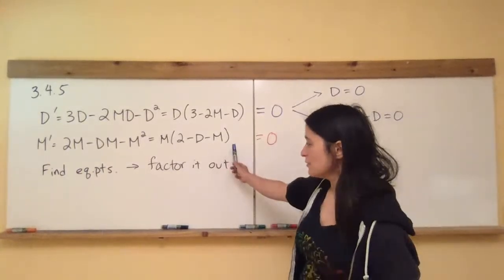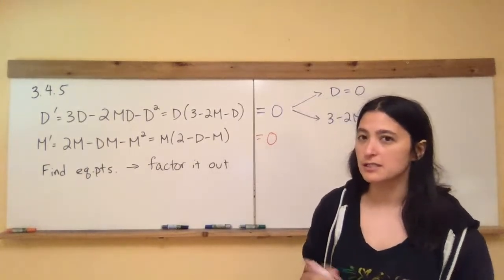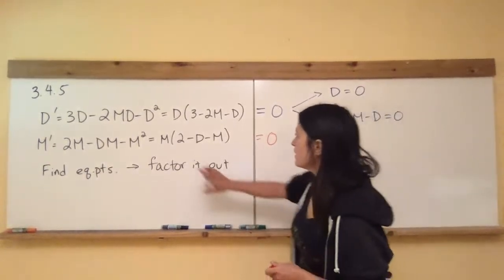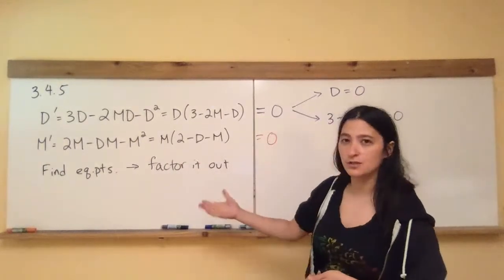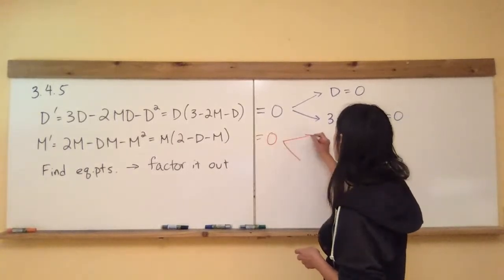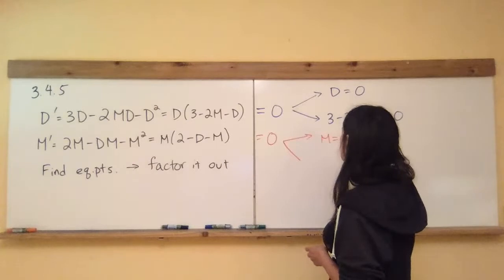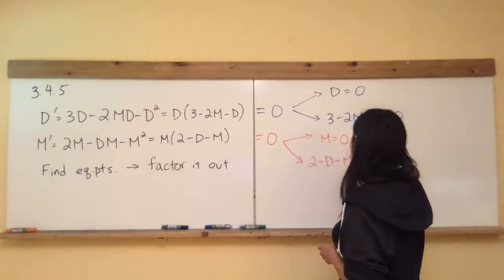And it's lucky that we have it in factored form, because that's what allows us to do this, the fact that the product of two things equaling 0 is just either one of the things equals 0 or the other thing equals 0. So for this red one, we have the two lines that either m is equal to 0 or 2 minus d minus m is equal to 0.